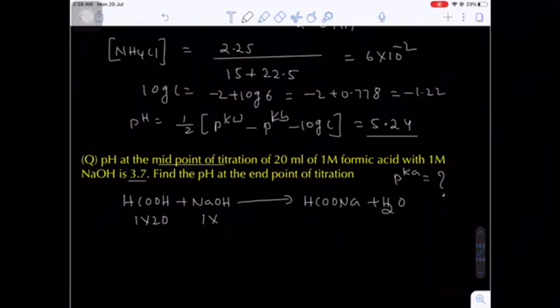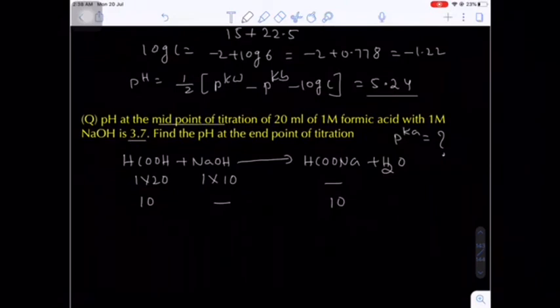NaOH molarity given 1. Okay, now here the question is midpoint, that means 50%, that means we have to neutralize only 50% of the formic acid, which has 20 millimoles. That means the sodium hydroxide should be taken 10 millimoles. Yes or no? Now the 10 millimoles completely consume NaOH. Out of the 20 millimoles of formic acid, 10 is consumed and 10 will be left. And 10 millimoles of salt will be present.